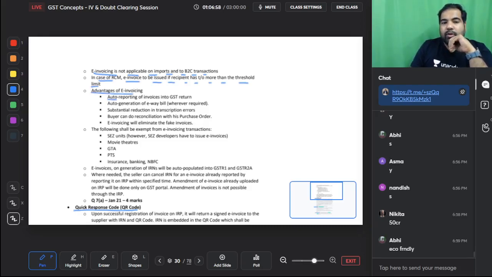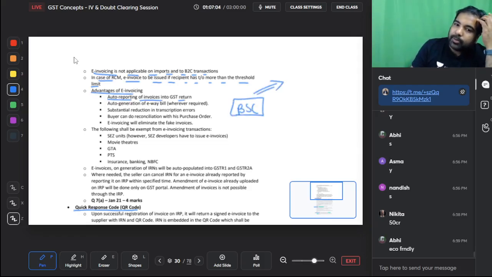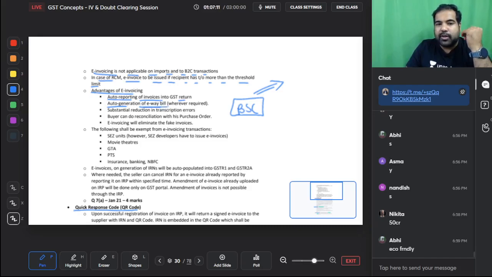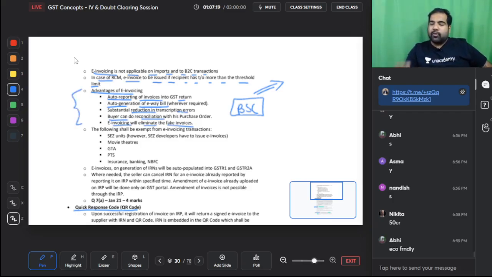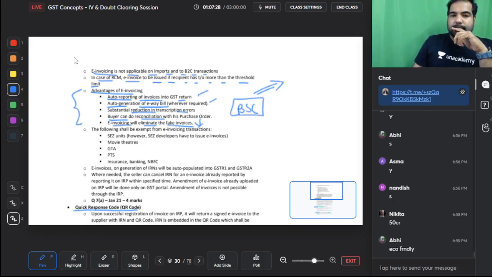Advantages of e-invoicing: auto reporting of invoices. Guys, whatever invoices you generate through e-invoicing, automatically they get filled up in the returns. Auto generation of e-way bill, because they know that this is a supply which is going to go out, so the e-way bill is generated automatically. Reduction in errors. Buyer can do reconciliation. E-invoicing will eliminate fake invoices. These are the advantages of e-invoicing. Of course, eco-friendly also and fast also. But mainly fake invoices will be reducing, and all this auto generation will happen.